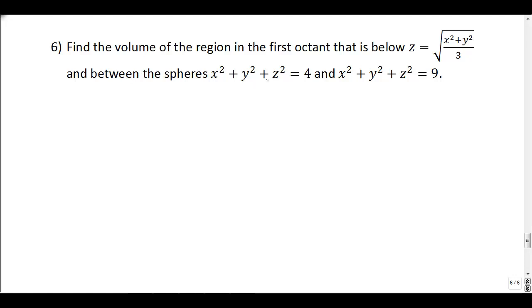So when I see these two spheres, that makes me think spherical coordinates. So I'm going to do that because I see the two spheres. Sometimes it might be better to do cylindrical here, but when I see the two spheres, that just makes me think, okay, let's try spherical.